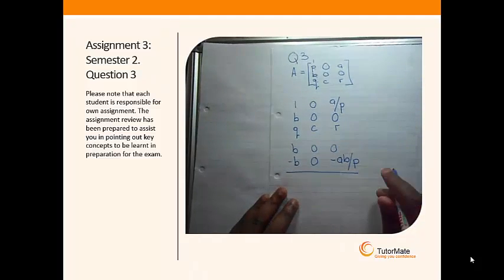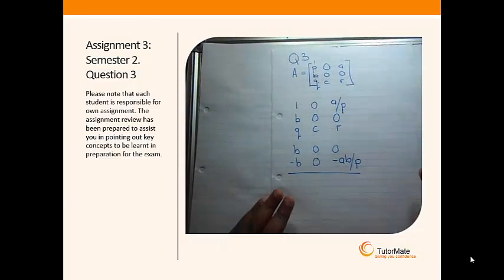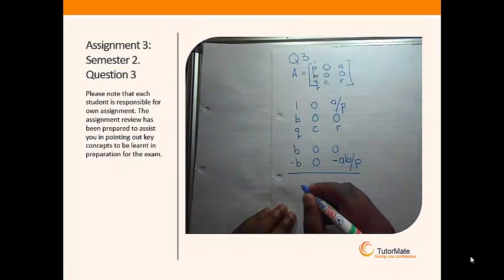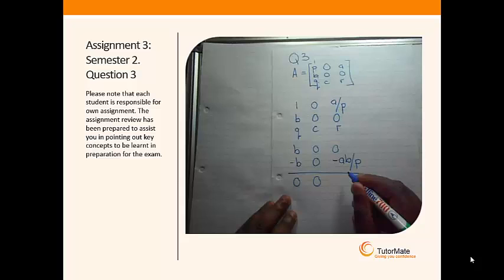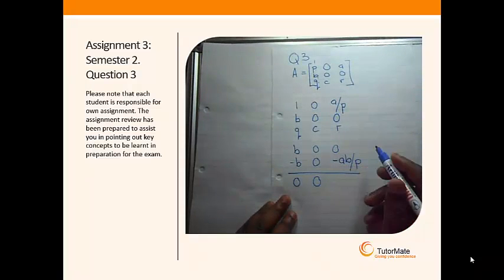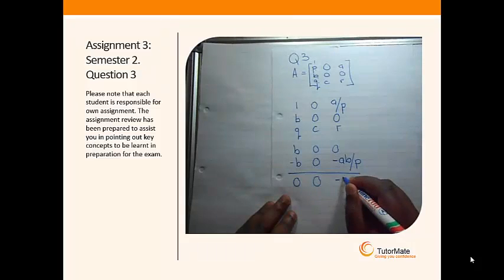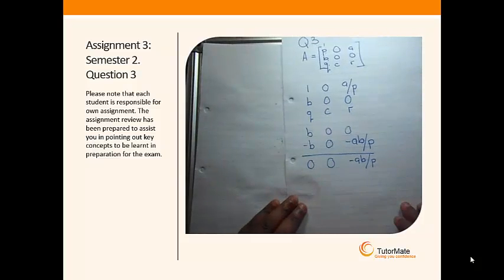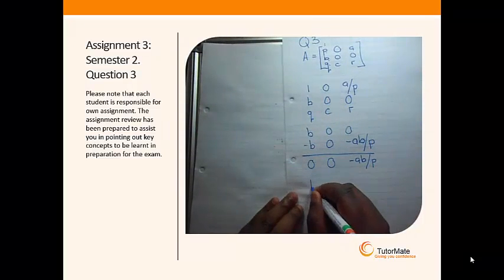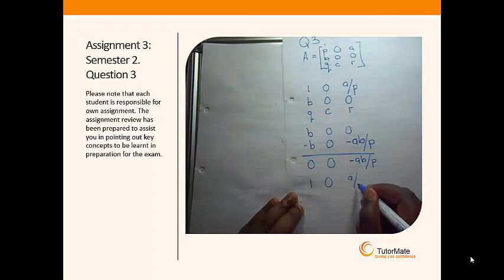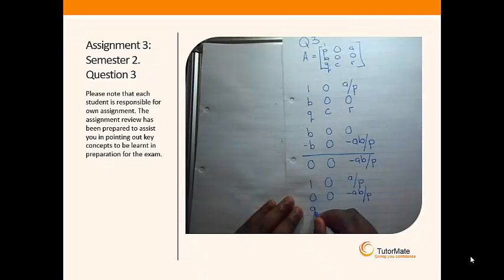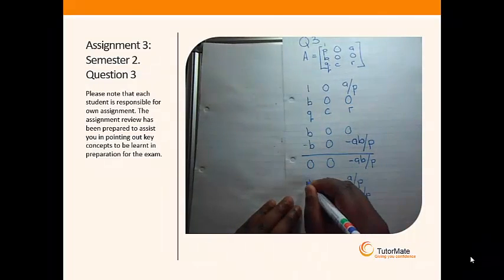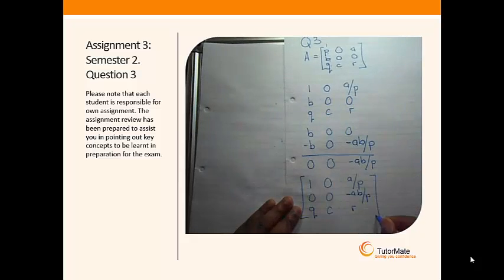Then if you add the second row to the first row multiple, you're going to get 0 here and 0 here. Then 0 minus AB over P is still going to be minus AB over P. So if you rewrite the matrix now, you're going to have 1, 0, A over P. Then you're going to have 0, 0, minus AB over P. Then you're going to have Q, C, R. So this is now your new matrix A.